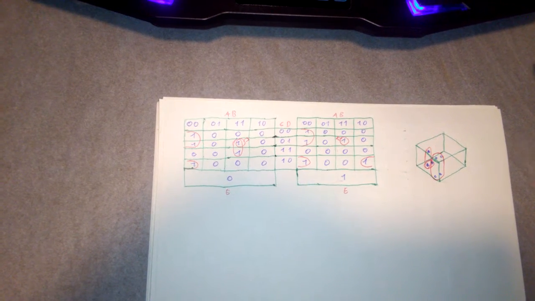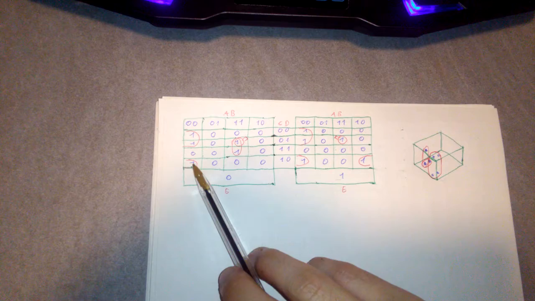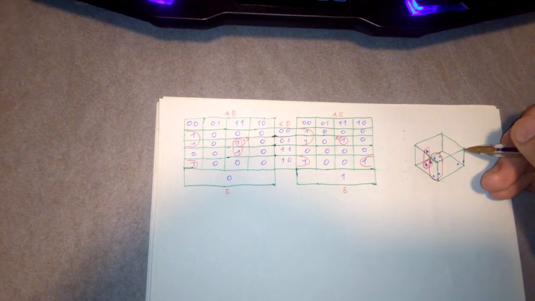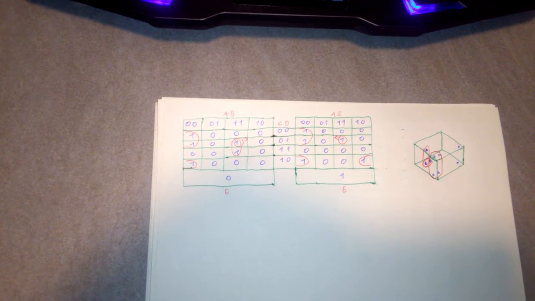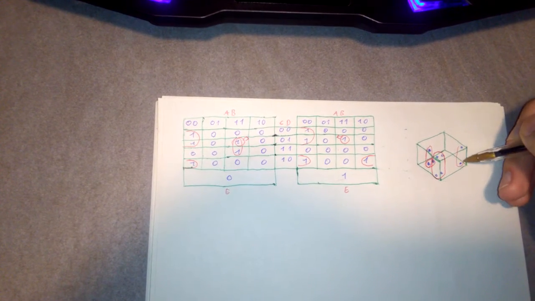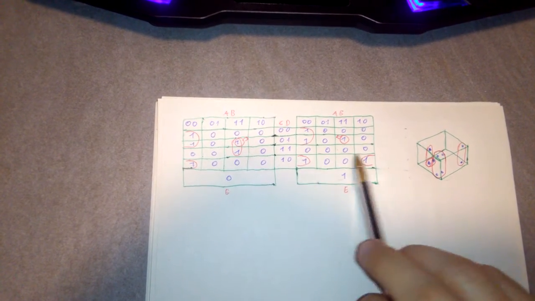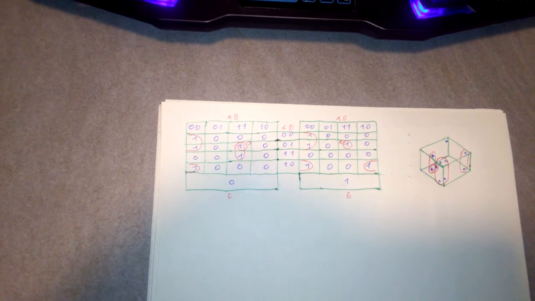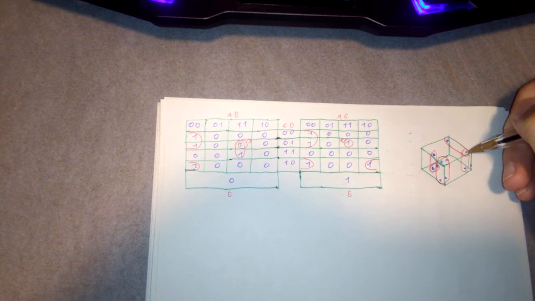And we also have a group of 2 here with this one and this one. So this one at the bottom and this one at the top. And we also have a group of 2 between those 2 at the top, like this.